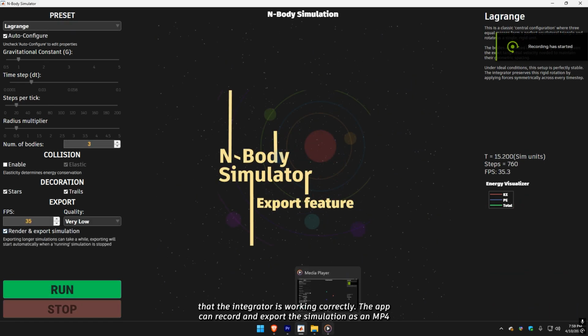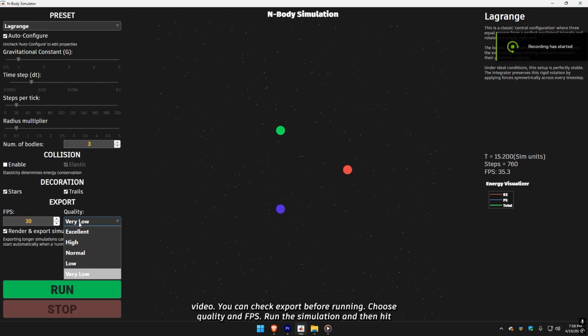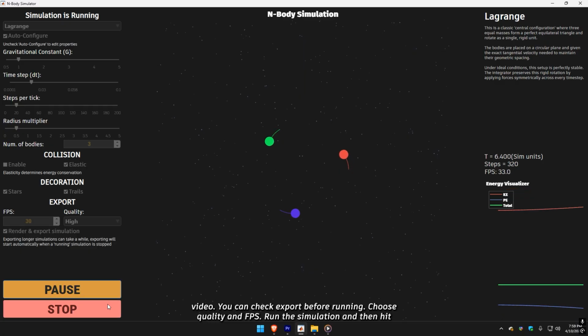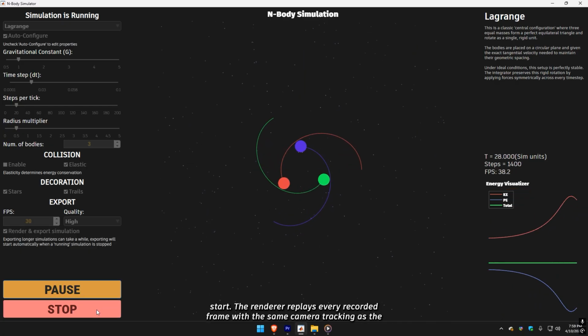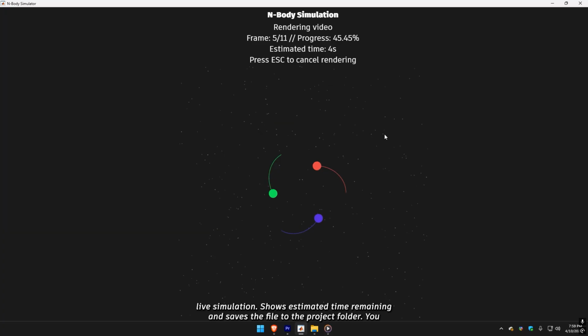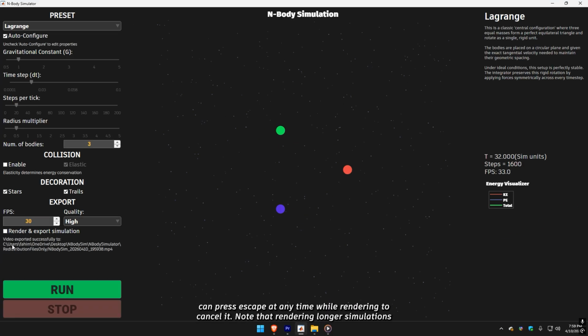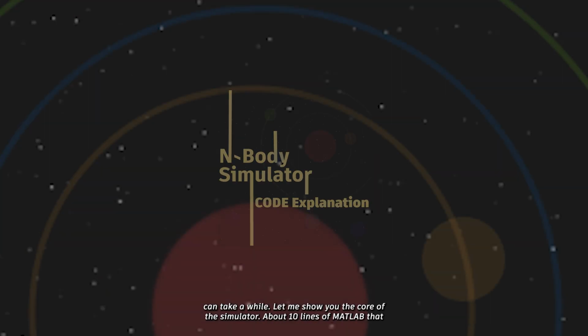The app can record and export the simulation as an MP4 video. You can check export before running, choose quality and FPS, run the simulation, and then hit stop. The renderer replays every recorded frame with the same camera tracking as the live simulation, shows estimated time remaining, and saves the file to the project folder. You can press escape at any time while rendering to cancel it. Note that rendering longer simulations can take a while.